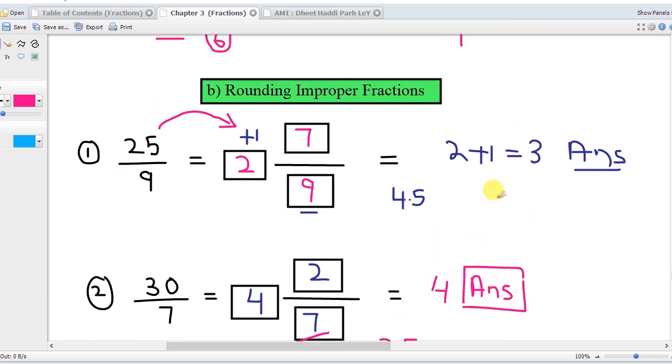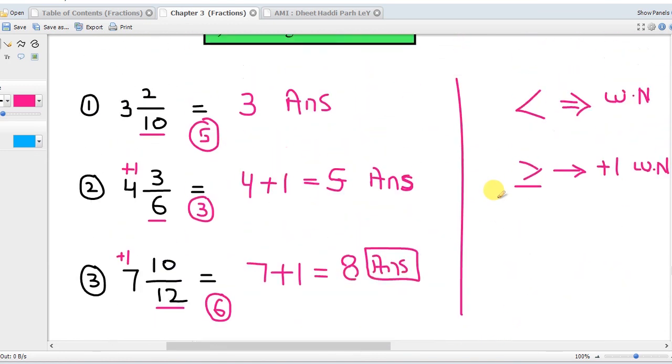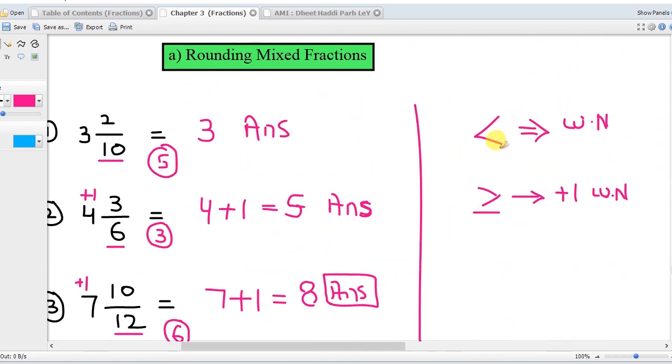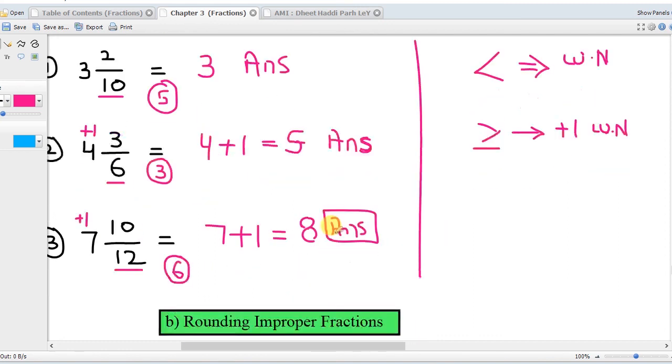So all you need to do is learn this rule: if your numerator value is less than half of your denominator value, you have to write the whole number. Simple. And if your numerator value is equal to or greater than half of the denominator value, then you have to add 1 to the whole number, right?